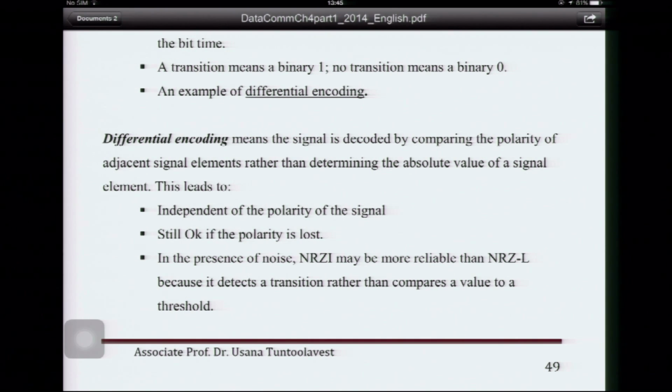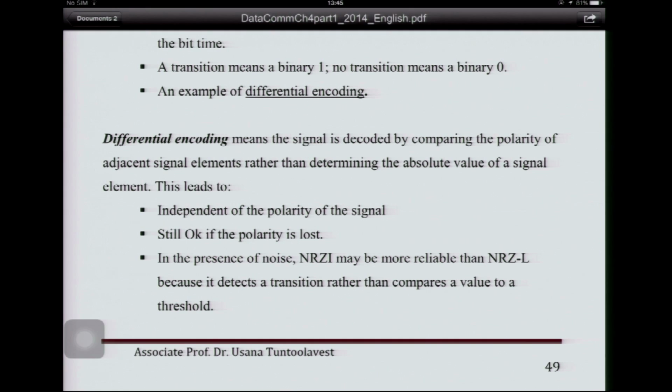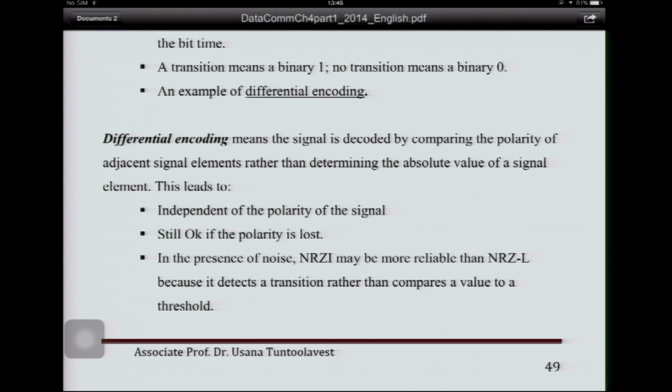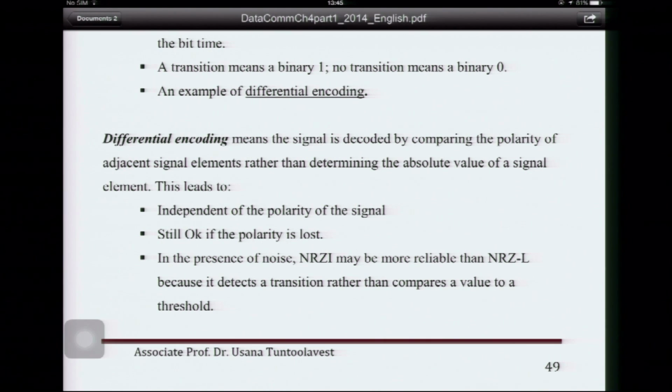So this is good because it's independent of the polarity of the signal, and it's okay if the polarity is lost, which means that you don't know whether high is 1 or high is 0. You don't know, but you check the transition. And when you have noise, NRZ-I may be more reliable than NRZ-L because it detects the transition and does not compare the value to a threshold. So if you see the transition, it's usually okay.